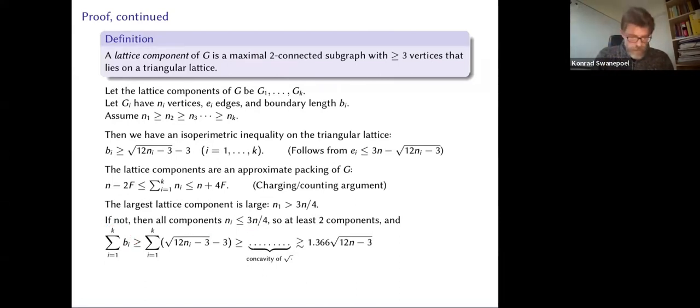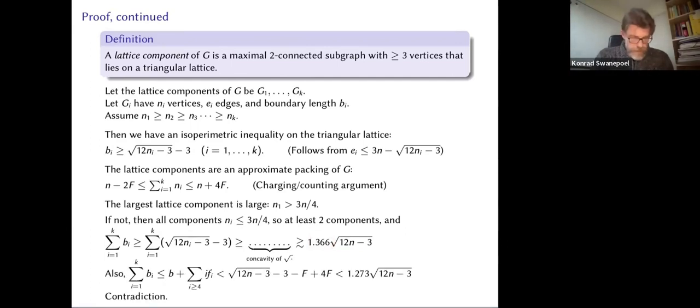And then if we estimate the sum of their boundary lengths, well, first of all, there's this lower bound. The sum of the square root function is concave, lots of ugly things. And then we get that it's sort of a large constant times square root 12 n minus 3 as a lower bound. On the other hand, you can easily upper bound this, because for each boundary edge of each component, so there's G1, somewhere there's G2, if I look at a boundary edge, well, then either it is on the outer boundary of the graph, or not.